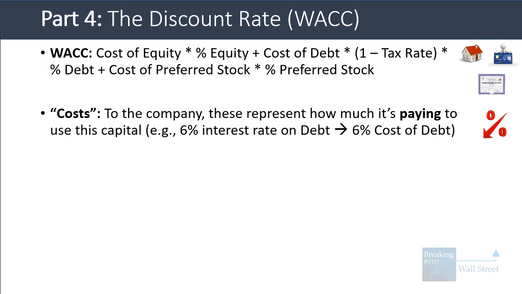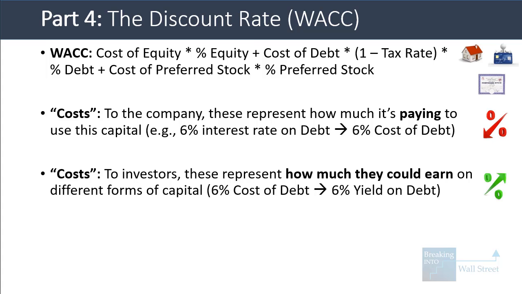Now, to a company, these costs represent how much it's paying to use the capital. So for example, if it has debt with a 6% interest rate, it's a 6% cost of debt because that's how much it's costing the company. And to investors, these costs represent how much they could earn on different forms of capital. So again, if it's a 6% interest rate on the debt, that means the investors could earn 6%. So from their perspective, it's earnings. From the company's perspective, it's costs.